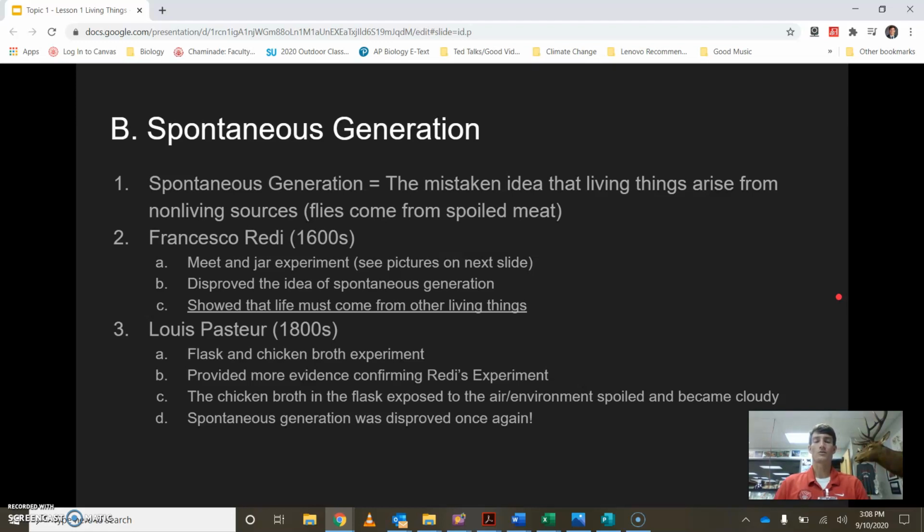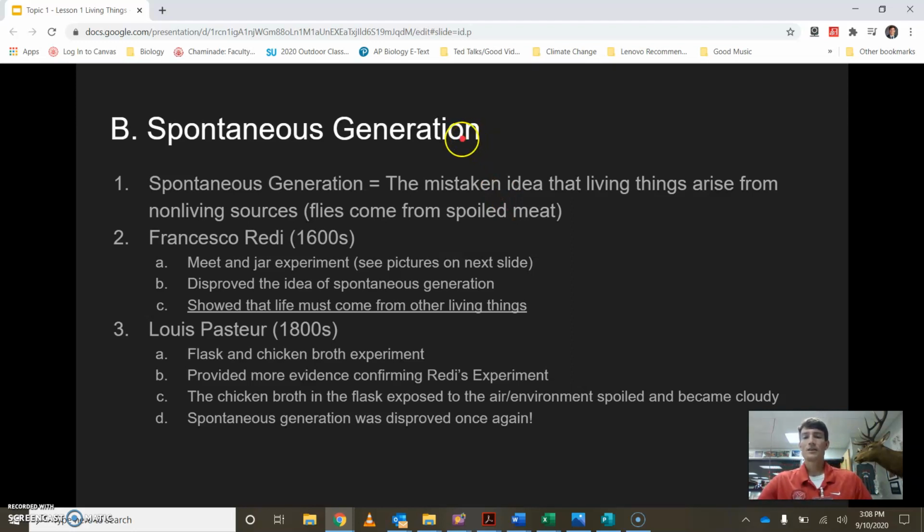The second section of notes is talking about spontaneous generation, which was this idea that they had a long time ago that living things can arise from non-living sources. The first person to test this is Francesco Redi, and he was around in the 1600s.